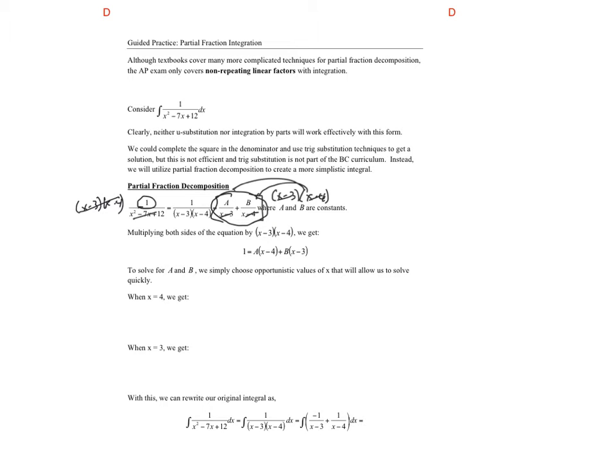All right, so if we say let x equals 4, we're going to take this first term here, and that's going to go to a 0. So then I really have b times 1. Therefore, I know that b is equal to 1. And now if I do the same thing over here, I've got x is 3. So now I know that this back term is going to go to 0. So I've got 1 is equal to a times 3 minus 4, which is a negative 1. Therefore, a is equal to negative 1.